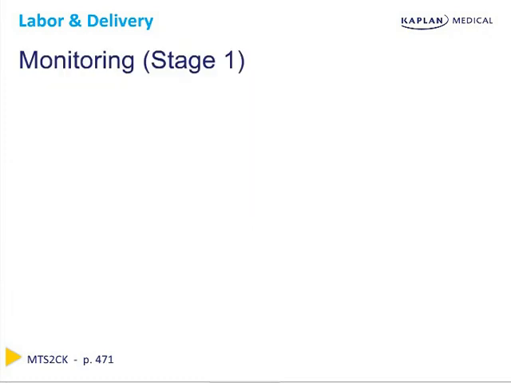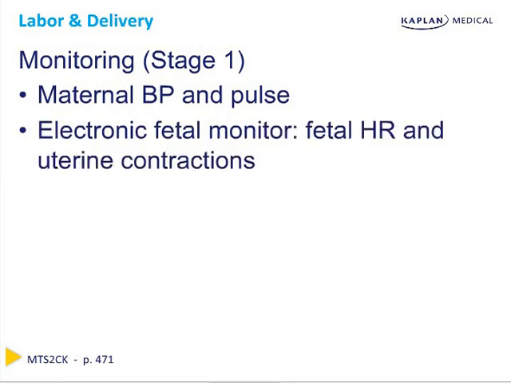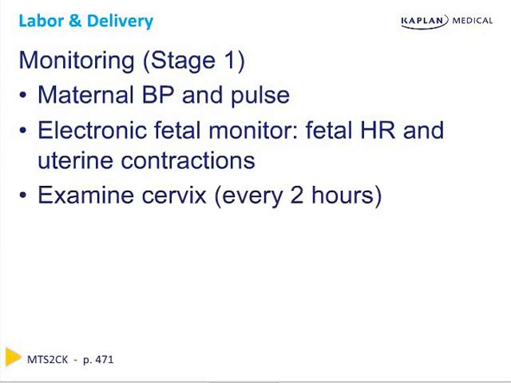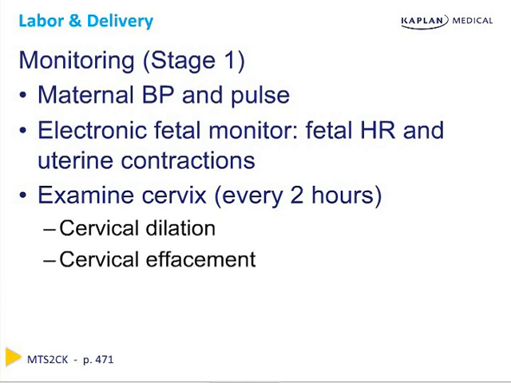Monitoring in stage 1 is very specific and should involve maternal blood pressure and pulse monitoring, as well as electronic fetal monitoring of the fetal heart rate and contractions as we've discussed. The cervix should be examined roughly every 2 hours. It should be examined for cervical dilation, which can range from 0 to 10 centimeters, which is completely dilated. Cervical effacement, which is the shortening of the cervical canal from a length of about 2 to 4 centimeters to completely thinned out, is expressed as a percentage of thinning. And finally, fetal station, or where the fetal head is inside the pelvis.